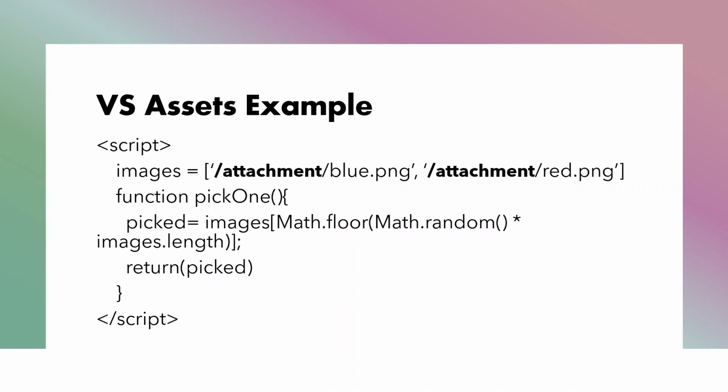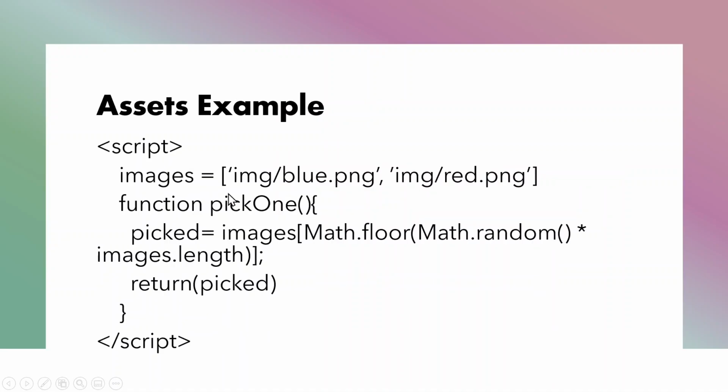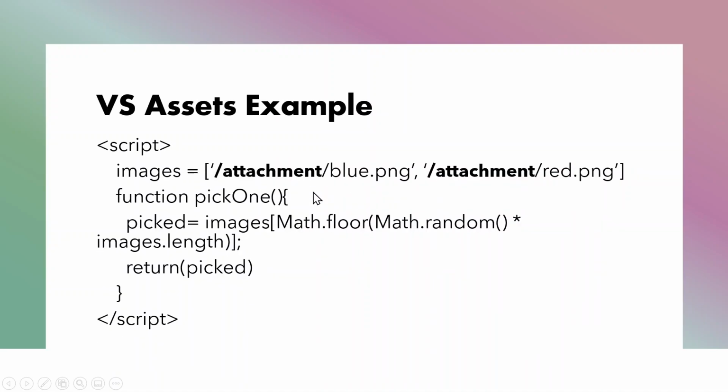In Volunteer Science, the only thing that you change in these assets, the only thing that's different, is how these assets are stored. So you upload this blue.png to Volunteer Science, you upload the red.png to Volunteer Science. These are images of red and blue circles, just to give you a specific idea in mind. So instead of saying image slash blue.png, Volunteer Science uses slash attachment. That's where everything is stored.